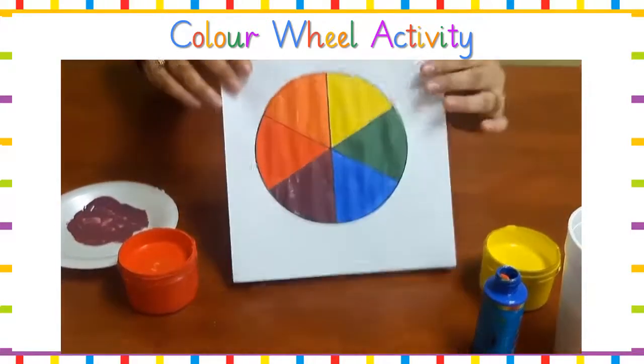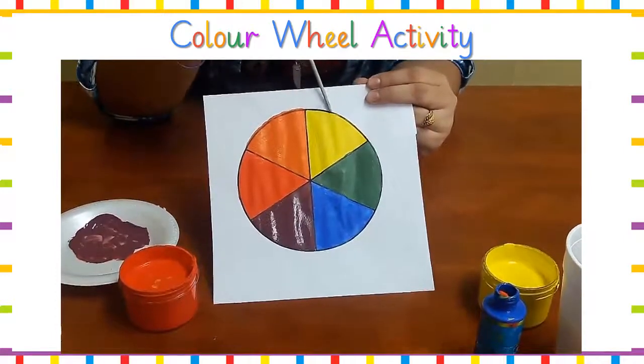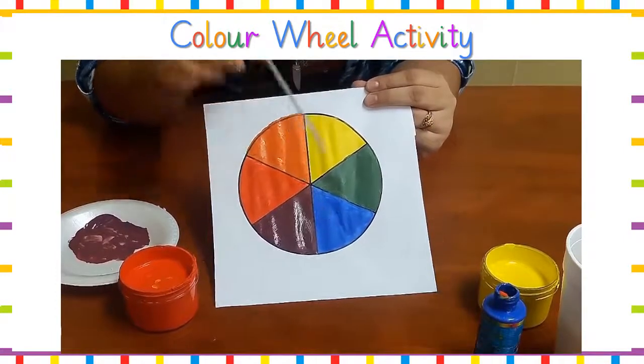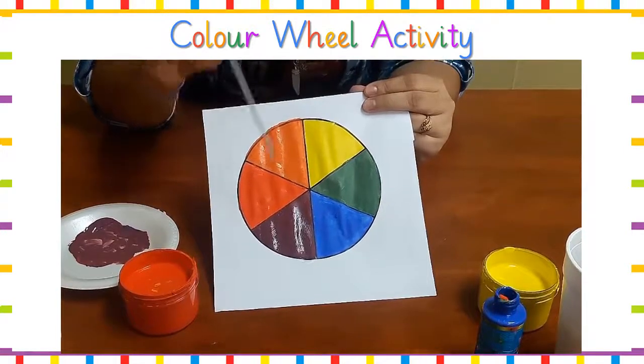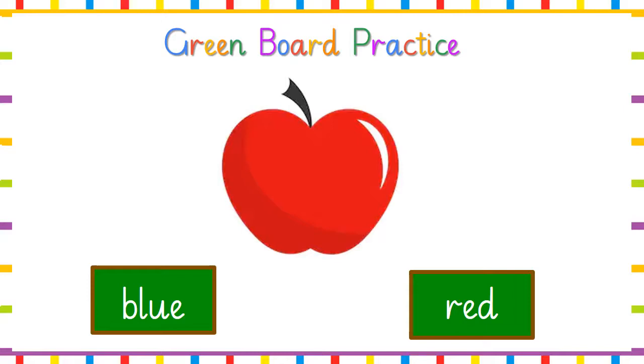So here we have our color wheel with our secondary colors and primary colors. Our primary colors are yellow, red, and blue. Secondary: orange, purple, and green. Dear students, now see the object, identify its color, and write the name of the color on the green board. Now, which object is this? Yes, apple. What is the color of the apple? Right. Now, write the color of the apple on the green board and show it to your teacher.